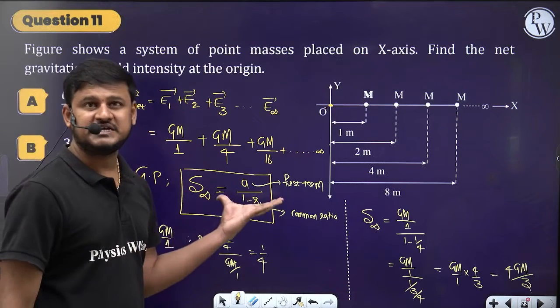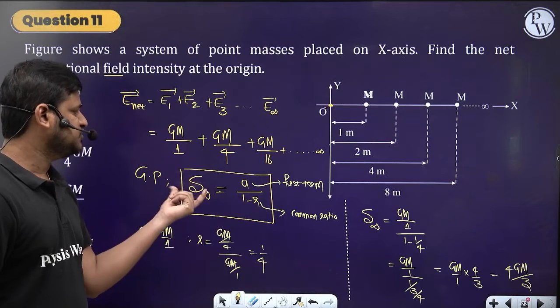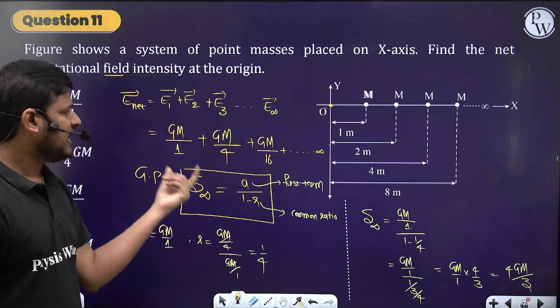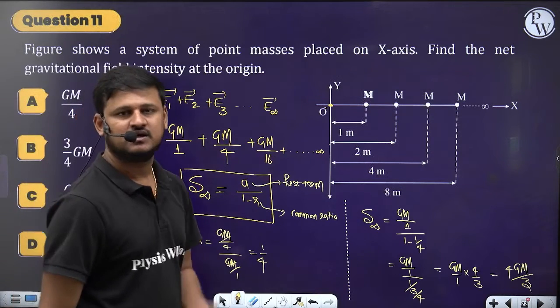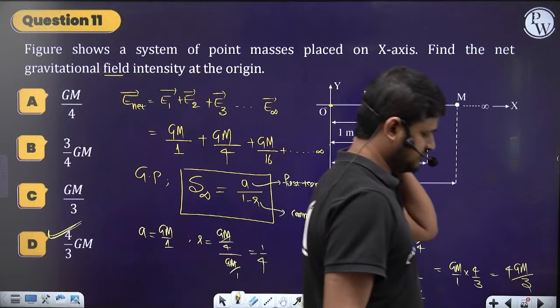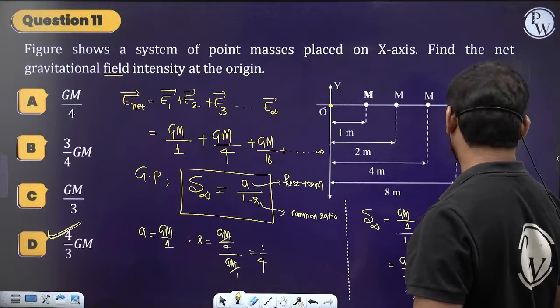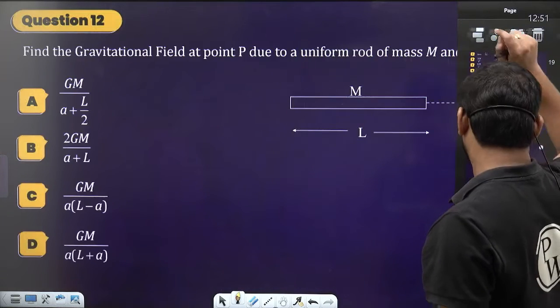So the concept is simple, but you should have the knowledge of basic maths here. You should know this sequence is in GP and what the summation of infinite terms in the case of a geometric progression is. Clear, guys? Done? Chalo. We don't need another slide here, so let me delete this part.